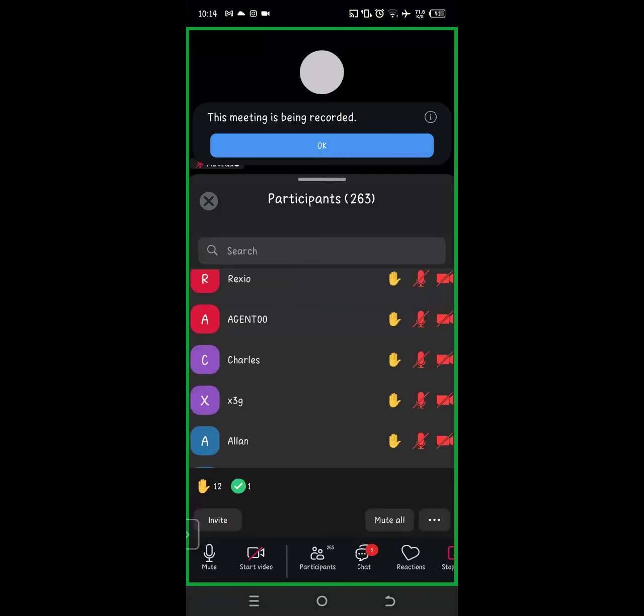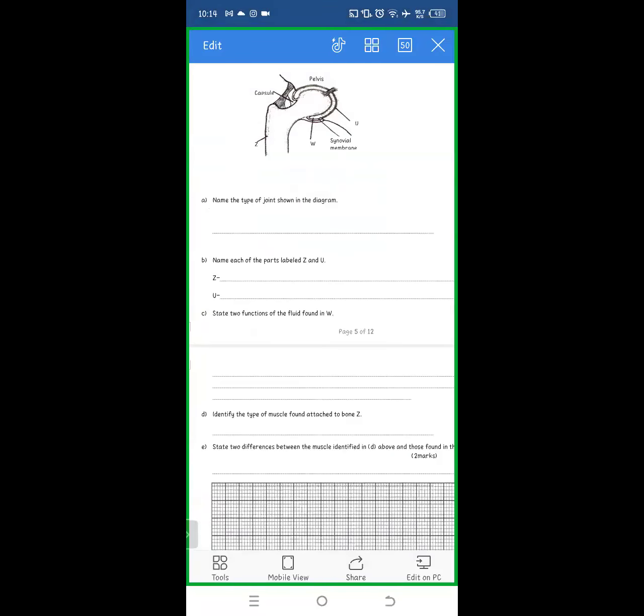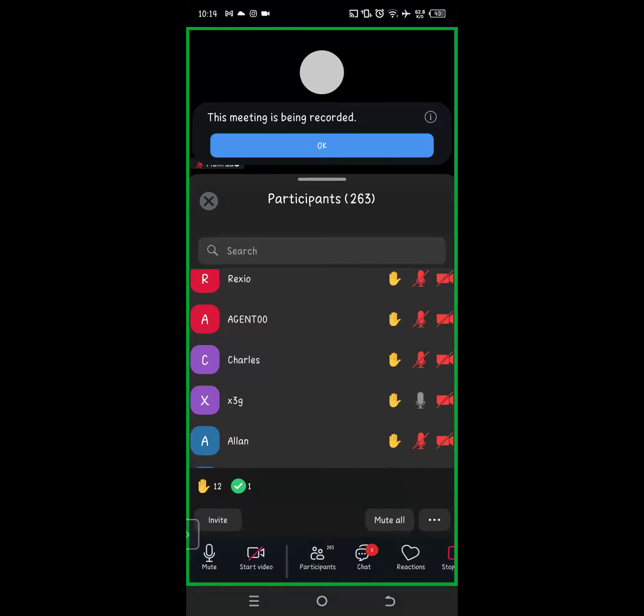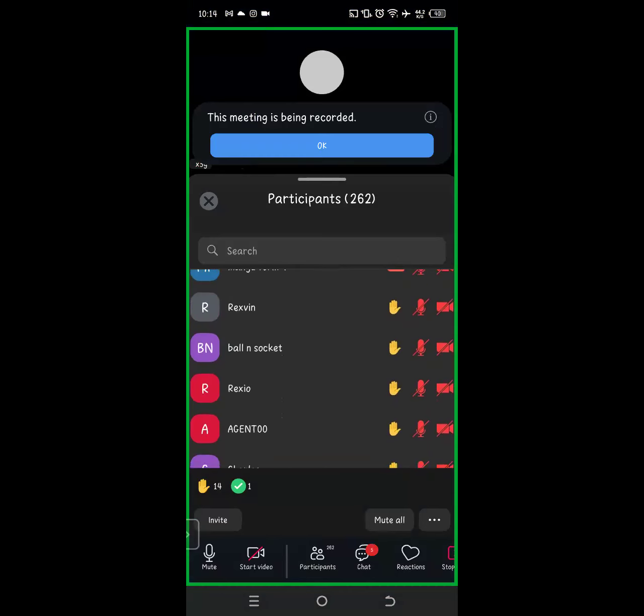Yes, we have X3G. X3G, you can unmute and speak. What type of joint is this? I can't hear you. Don't know if others can hear you. What type of joint is this? Maybe he has an issue with his network or something. I can see, yes, there are other people coming in.